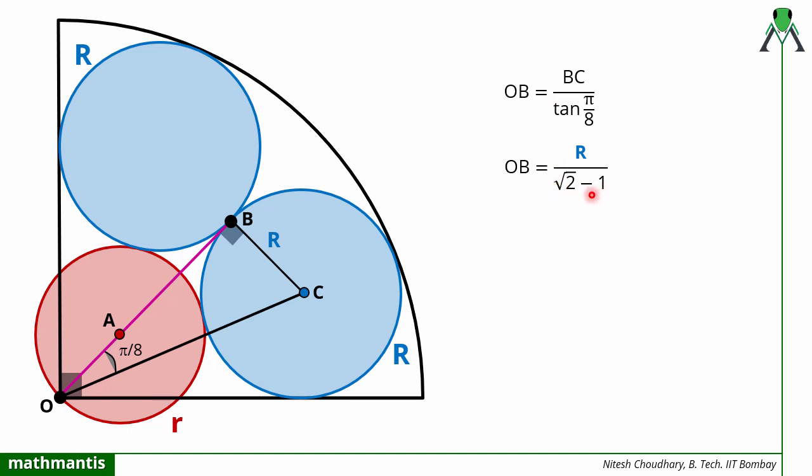Now you must know the value of tan 22.5 degrees, that is root 2 minus 1. So it can be written like this, and we can even rationalize this by multiplying by root 2 plus 1 over root 2 plus 1.